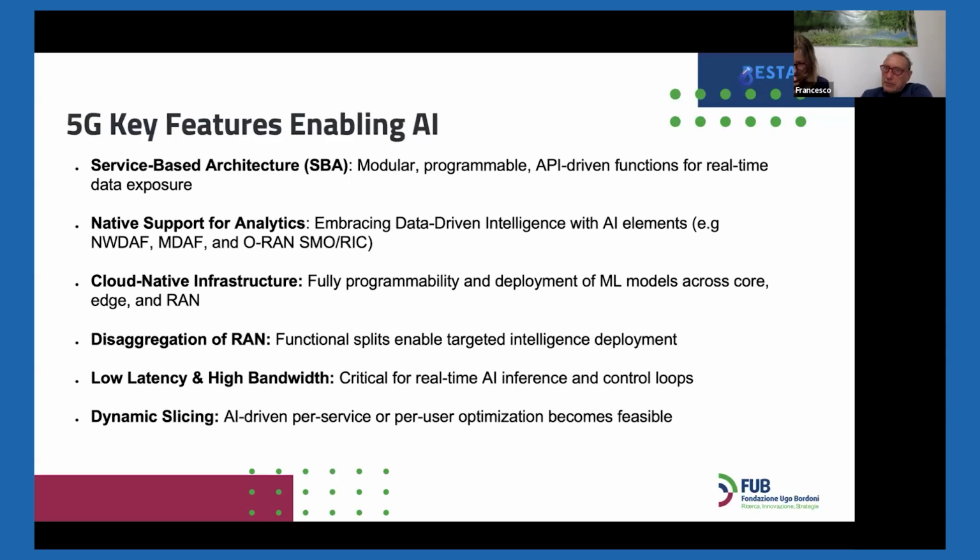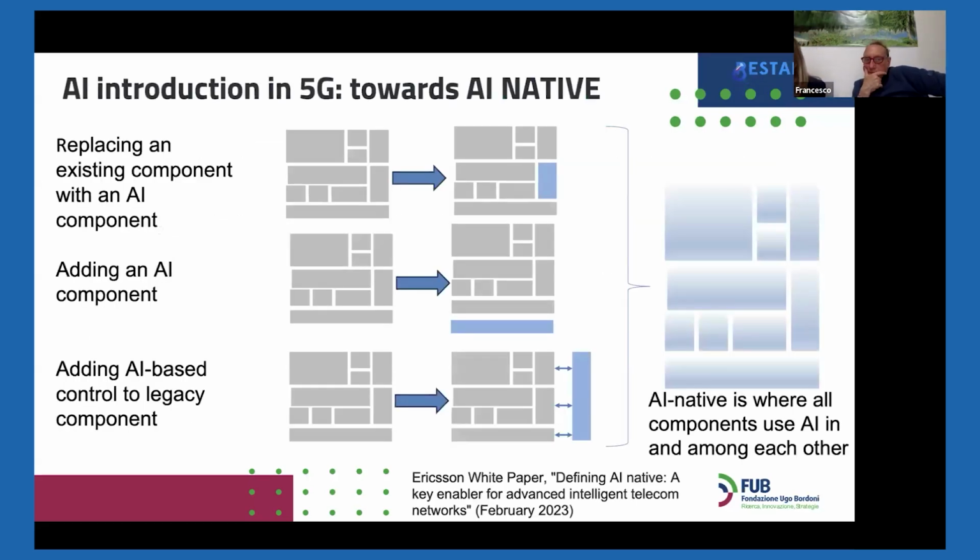So if we want to summarize all these things, we can say in 3 words that the 3 pillars that more and more characterize the network evolution towards 6G are full programmability, AI native and cloud native across all network domains. In the next slide, we will see what we mean by AI native.